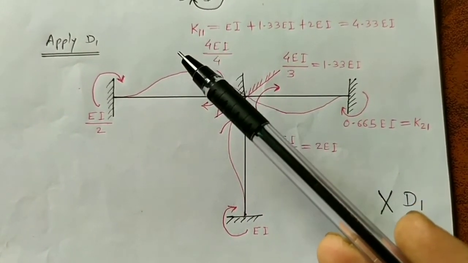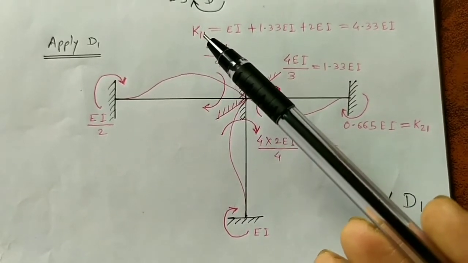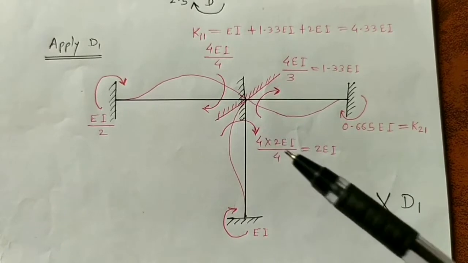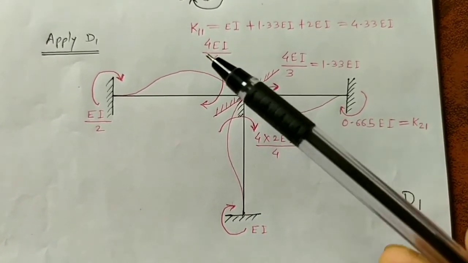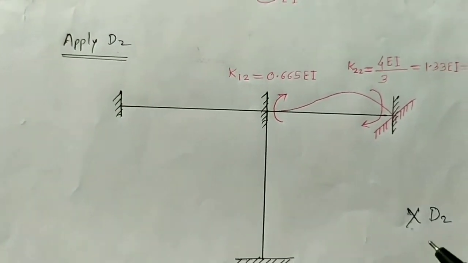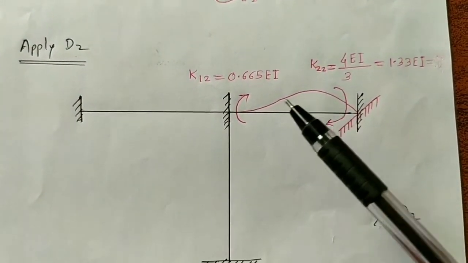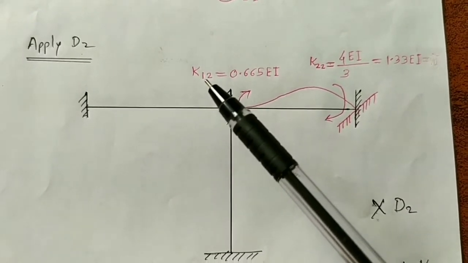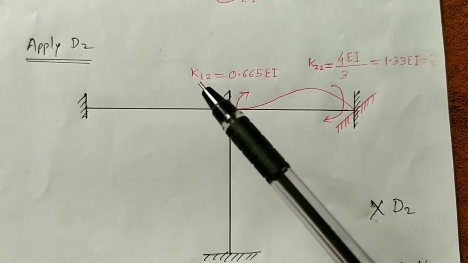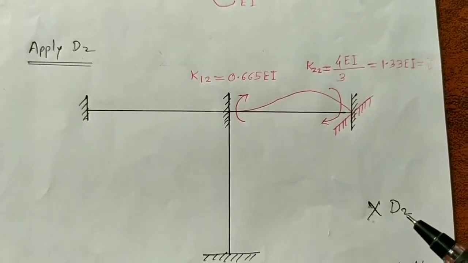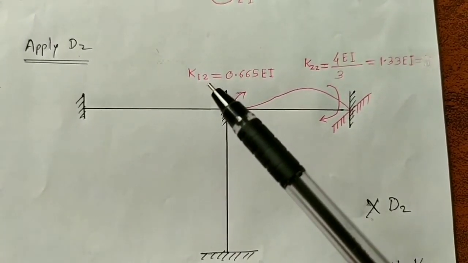The first alphabet represents the position, the second alphabet represents the cause, that is, because of. This diagram is drawn because of D1, that's why the second alphabet is 1. Again, the first alphabet stands for the position, the second stands for because of. This total diagram is drawn because of the application of D2, that's why the second alphabet will be equal to 2.